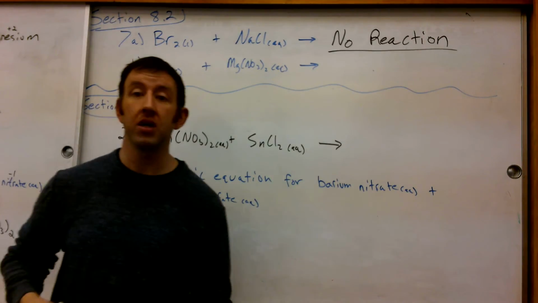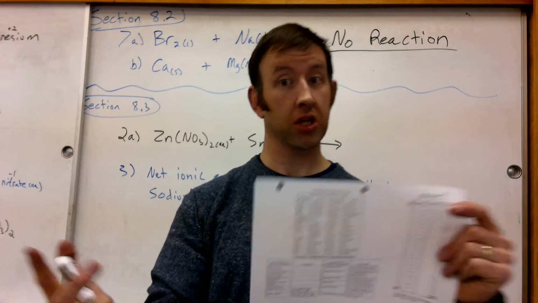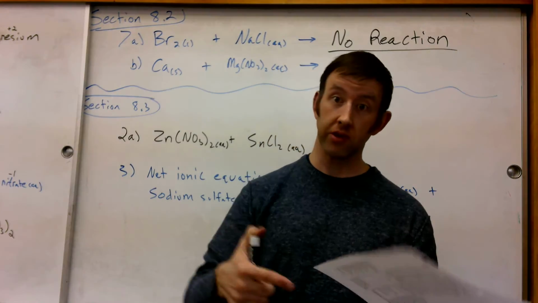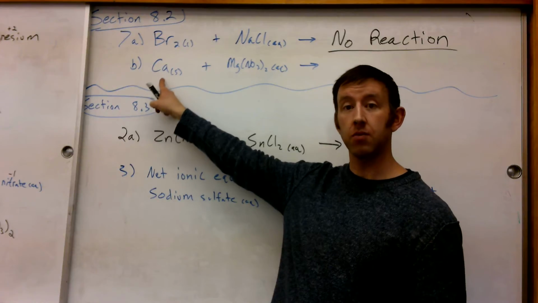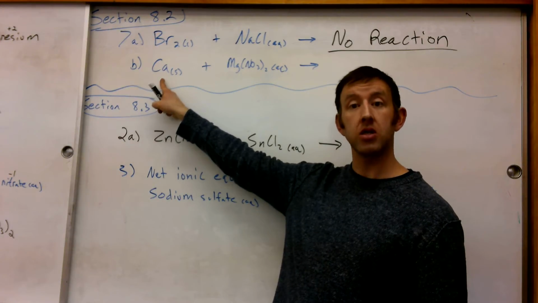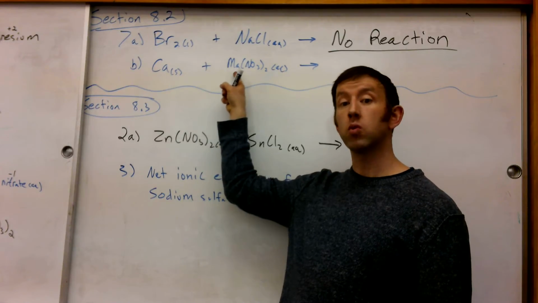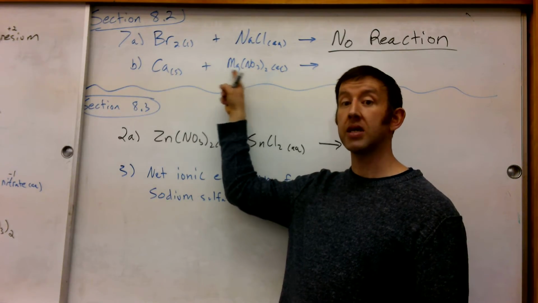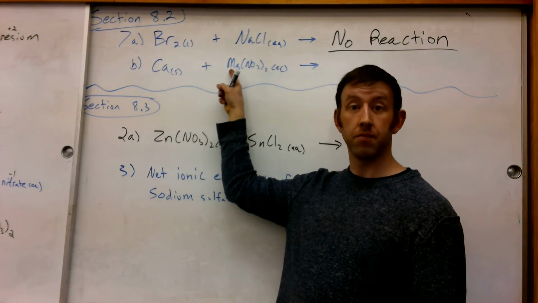Calcium is our lone element. In this case, it's a metal. So we're going to use this side of the table to first decide whether a reaction occurs or doesn't. For a reaction to occur, we need to find calcium on our activity series and look to see if it's above the other metal, which would be magnesium.